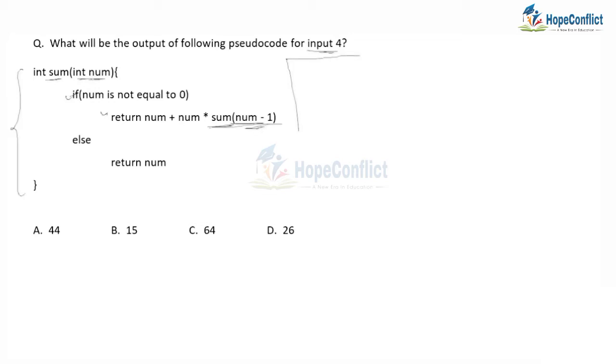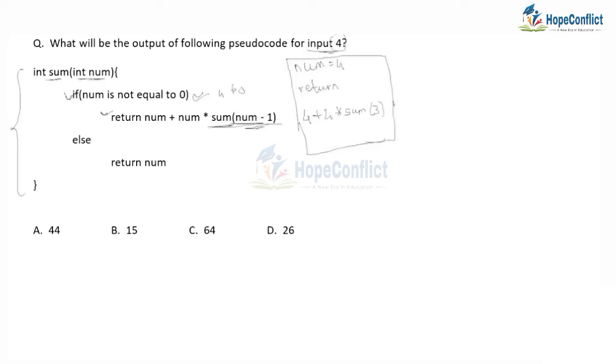So in this first function frame value of num is 4, because we have our input as 4. Now this particular condition, that is num is not equal to 0, will hold true here because 4 is not equal to 0. So we have to execute this statement, that is return num plus num multiplied by sum of num minus 1. Value of num in this case is 4, so 4 plus 4 multiplied by the next function call, that is sum of num minus 1, which is 3. So this function will get called again.